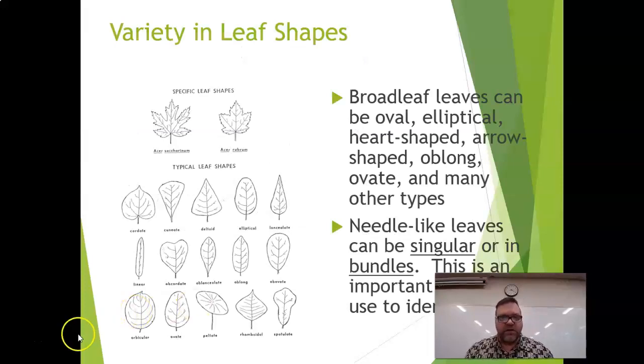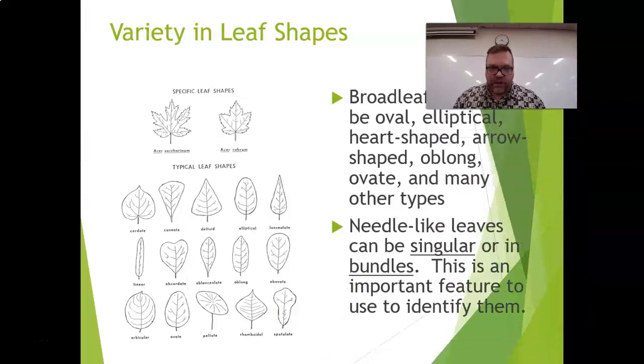All right, let's talk also a little bit about variety in leaf shape. Broadleaf leaves can be oval, elliptical. Elliptical is like an oval shape. It's a fancy word for oval. Heart-shaped, arrow-shaped, oblong, ovate, and many other types. There's some examples that are listed there for you. You can see them in your packet. And it says needle-like leaves can be singles or in bundles. This is an important feature to use to identify them, whether they stick out as like one or they have a little bundle of 3 or 4 or whatever it might be. So it can come in lots of different shapes.